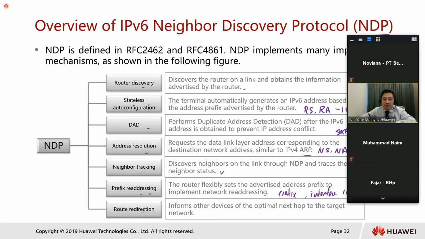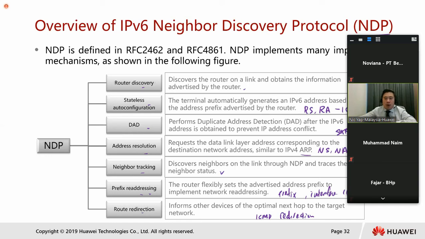And the route redirection. This one is similar to ICMP redirection. It informs other devices of the optimal next hop to the target network. So when you are going to a destination, but you're passing through me and going back in the same direction, that is not the best way. I'm going to tell you that your best way is through the other router, not through me. I will send a route redirection back to you to ask you to point to a better next hop. Instead of pointing to me, you point to the better next hop to go to that destination. So it's just like the ICMP redirection.